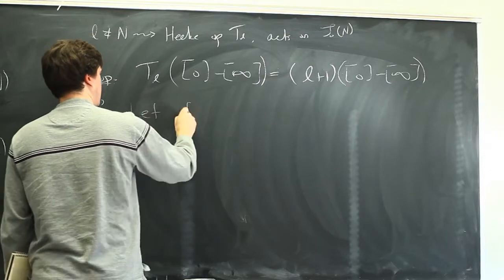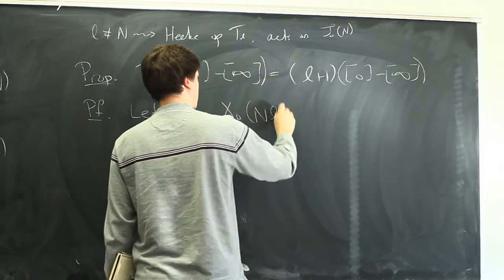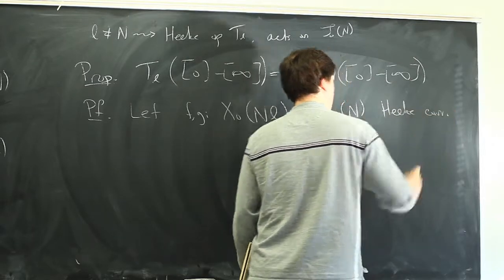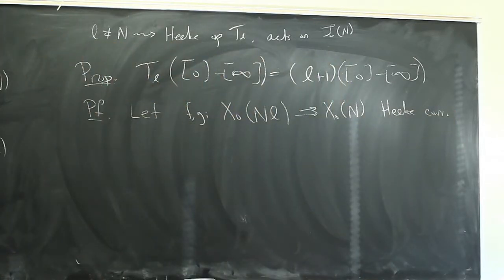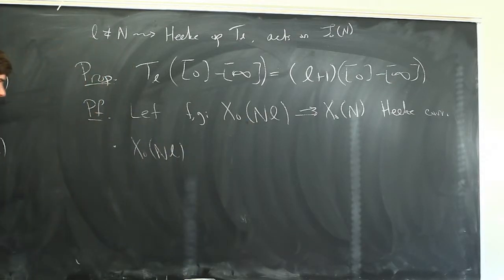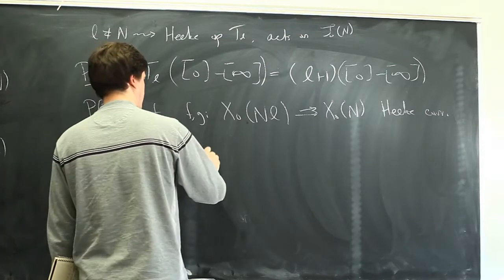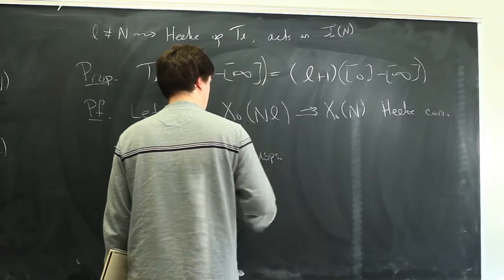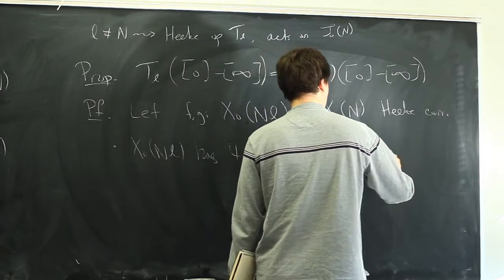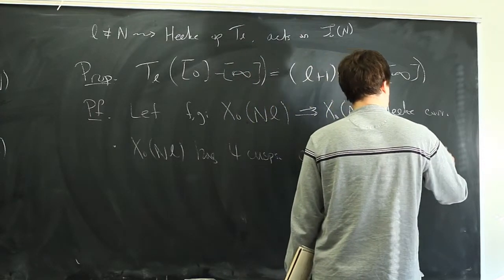So let f and g be the Hecke correspondence. So there are these two maps from X0nl down to X0n. And we talked about these moduli theoretically. One took an elliptic curve E with a subgroup to just the elliptic curve, and the other one took the quotient by the subgroup. So this space, X0nl, has four cusps. And in fact, the set of cusps on it is the product of the cusps on X0n and X0l.